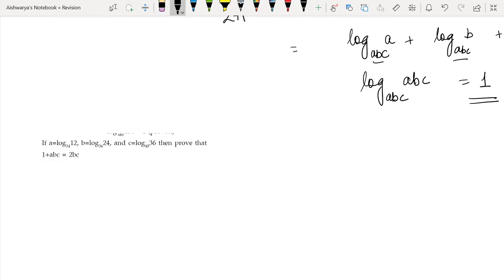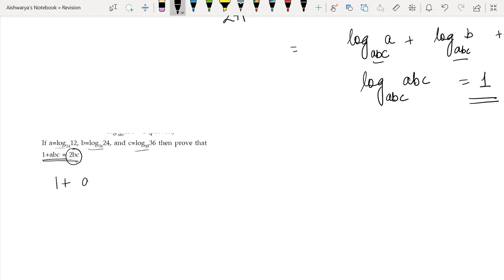Next question is this. A value is given, B value is given, C value is given. You need to prove that this is equal to this. So forget this for a while. Imagine that this is a solving question. You are supposed to find the value of 1 plus ABC. 1 plus ABC you're going to find out.